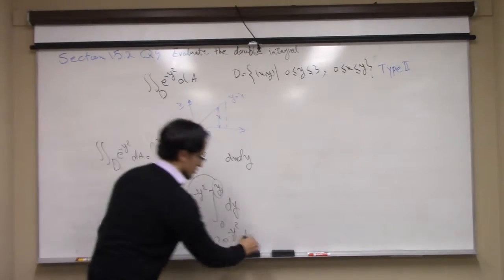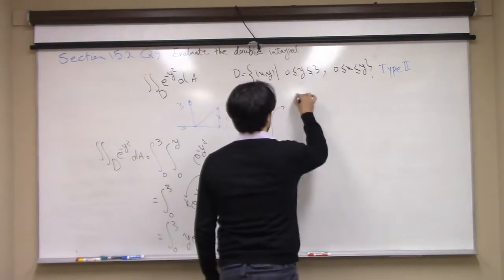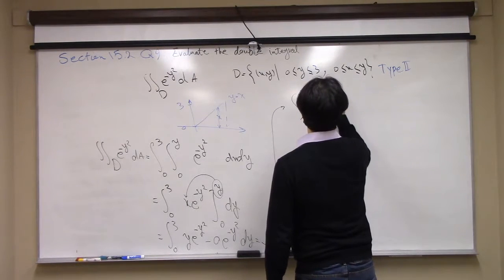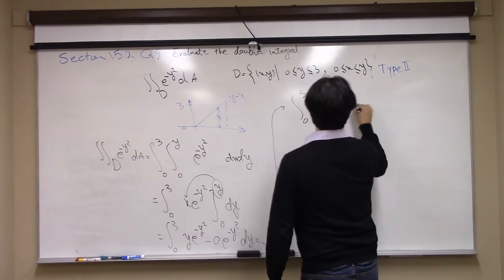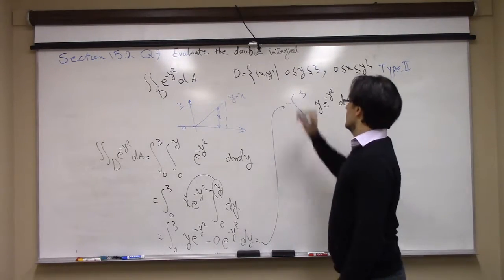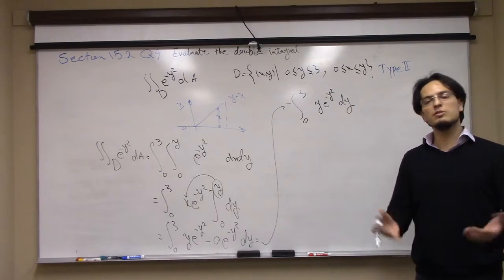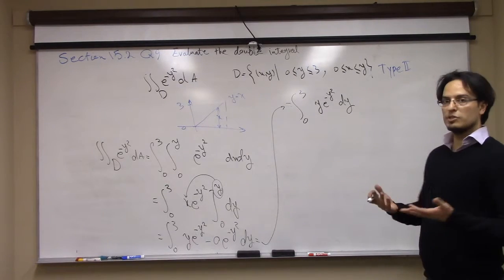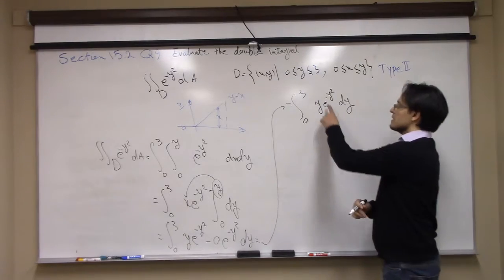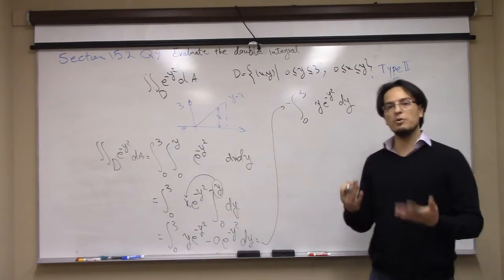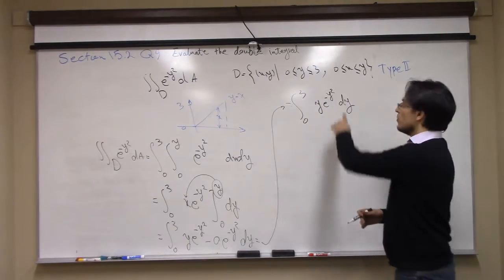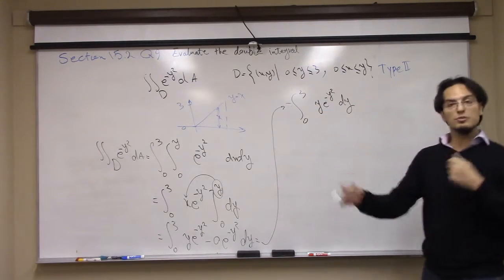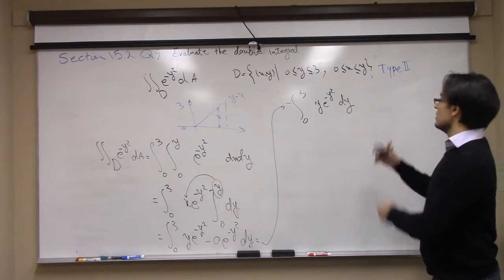This is 0, so my integral is now of this form: y e to the minus y squared dy. This is just a regular integral. You have one variable, in terms of y, and you have to integrate with respect to that. But if you look into your table of integrals, you won't find the antiderivative of this function. So you have to do some gymnastics to get that integral.